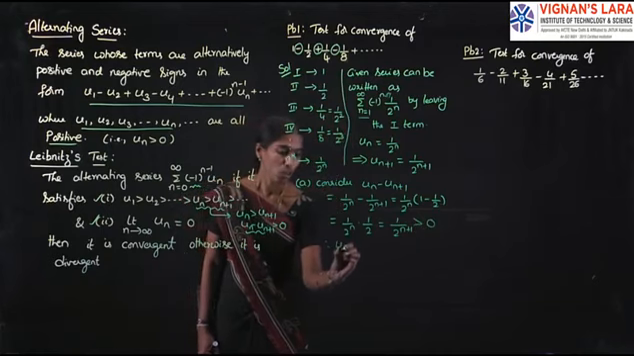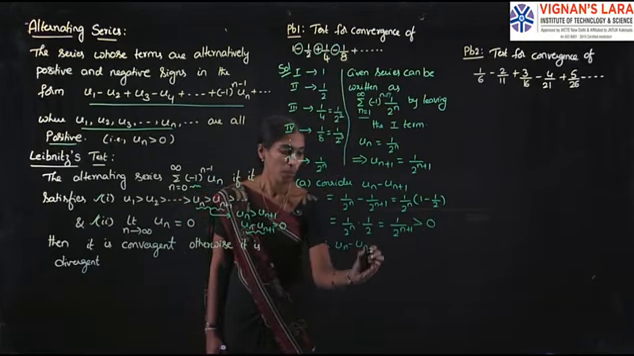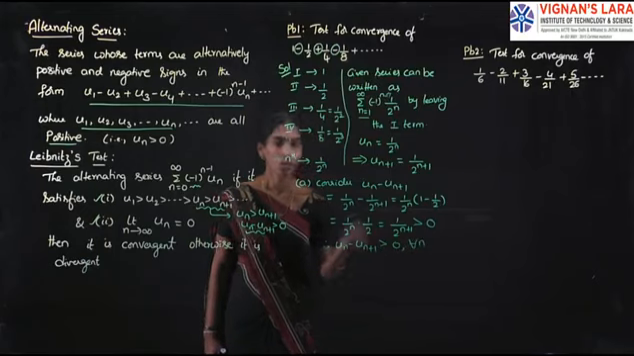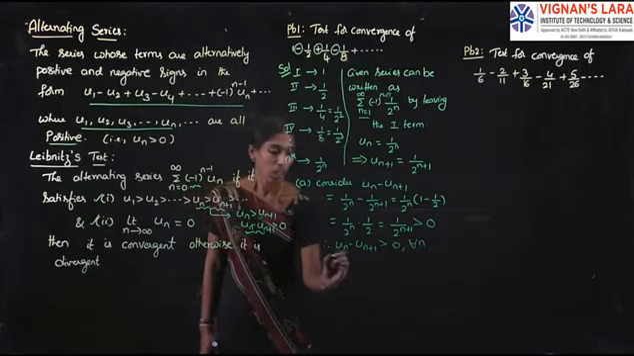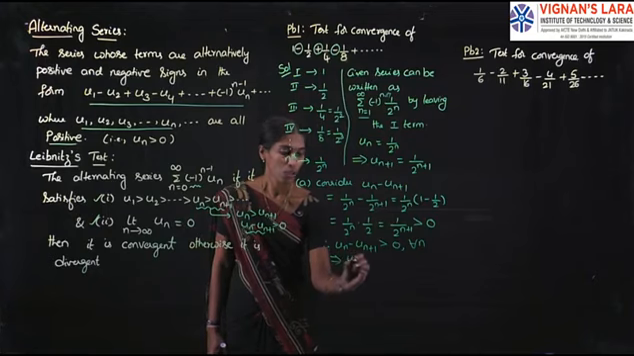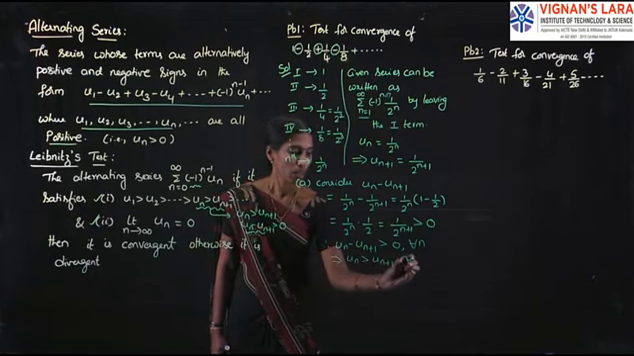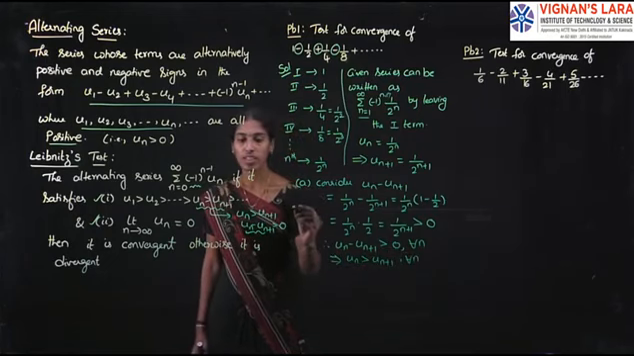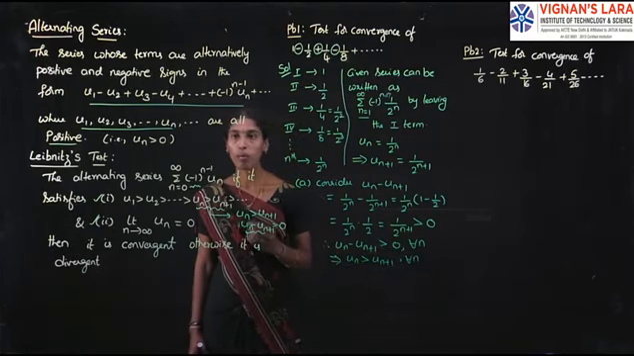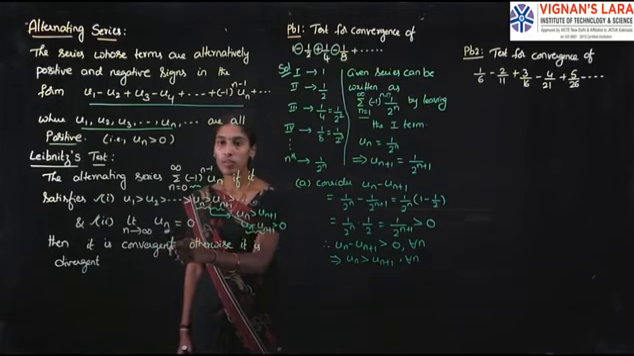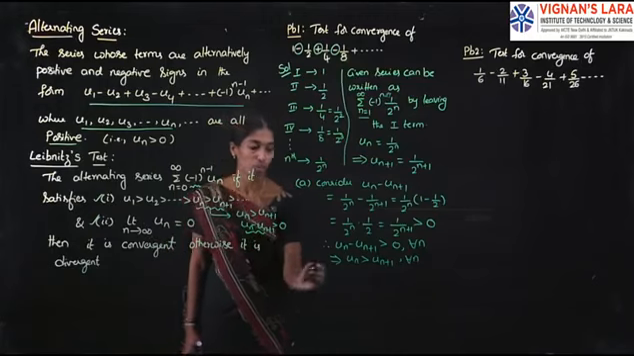Therefore, un minus un plus 1 greater than 0 for each n implies un greater than un plus 1 for every n. So the first condition is satisfied. What about the second condition? The second condition is limit n tends to infinity, un is equal to 0.